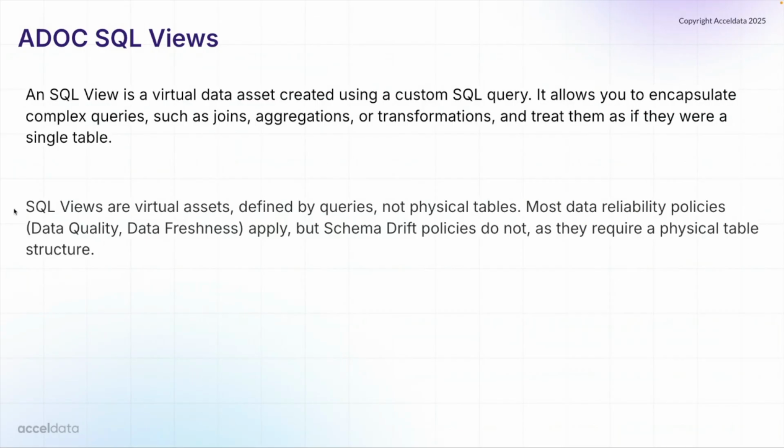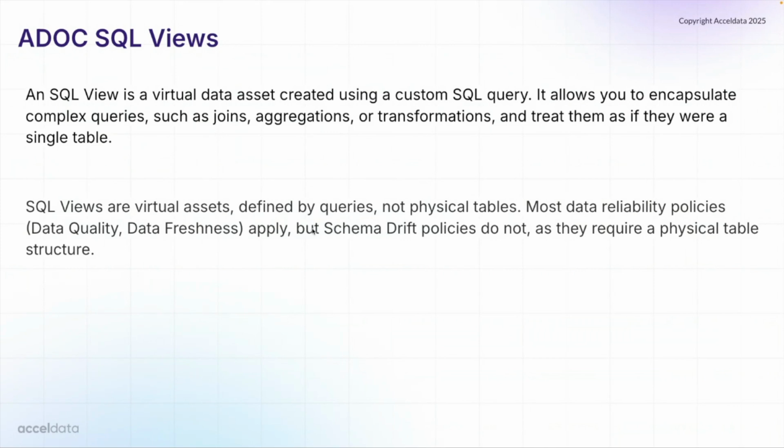SQL views are virtual assets which are defined by queries, not physical tables. Most of the data reliability policies, like data quality and data freshness, apply to these SQL views that we create. But some policies, like schema drift, do not apply to SQL views, as schema drift policies require a physical table structure to be created on the database.